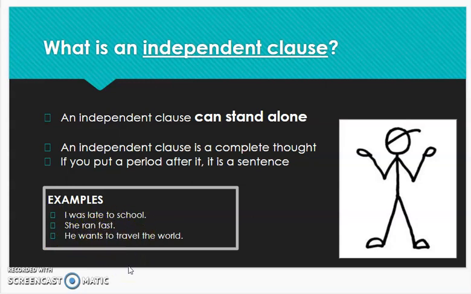So every time that we have a subject and a verb, we're going to have a complete thought. And what are we going to call those complete thoughts? We are going to call them independent clauses.